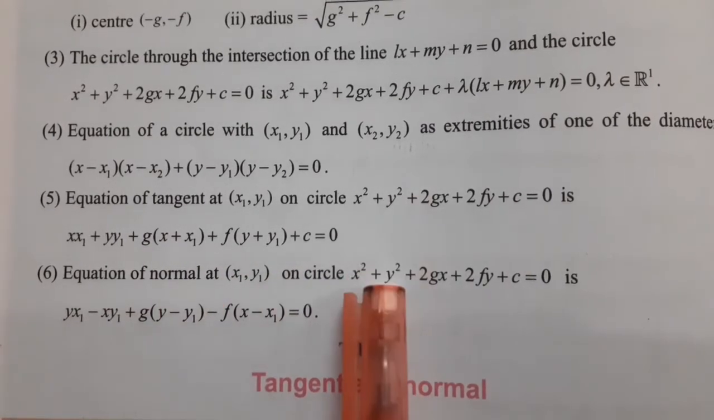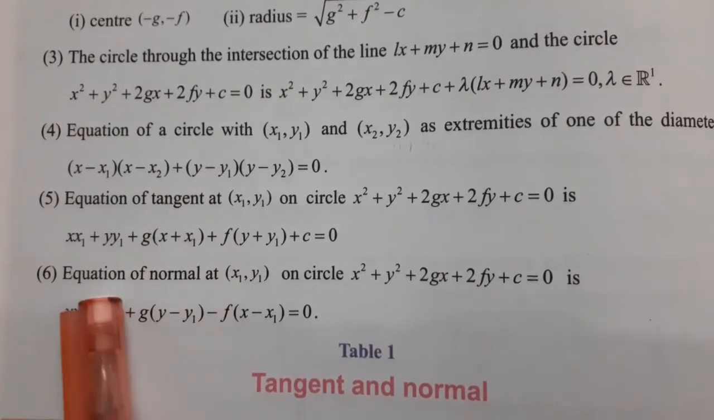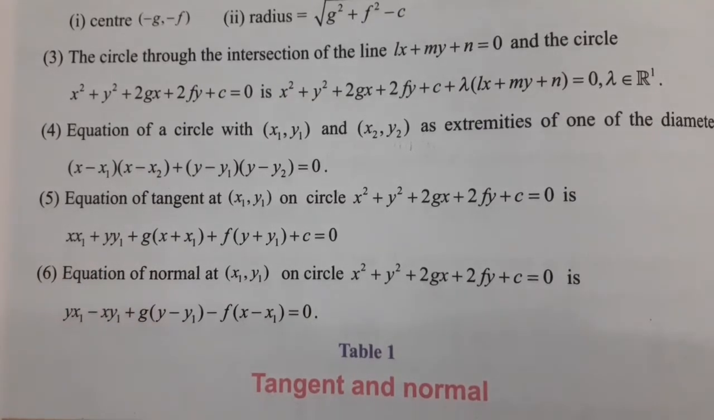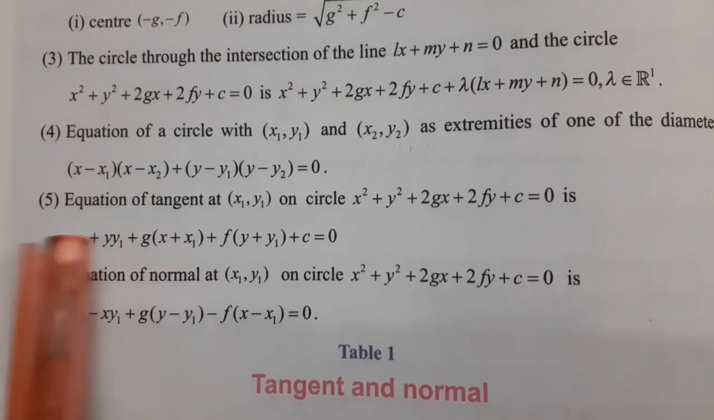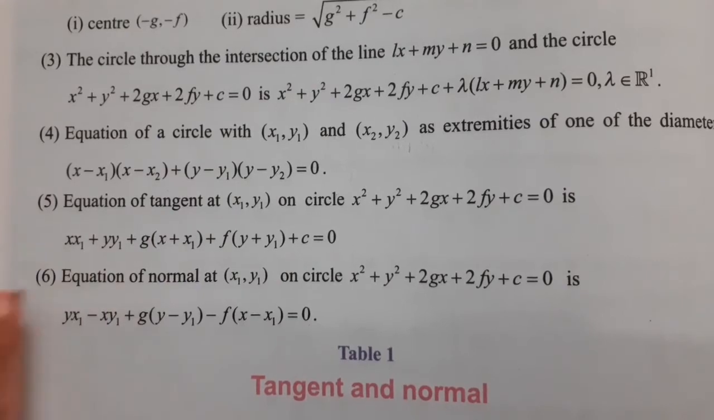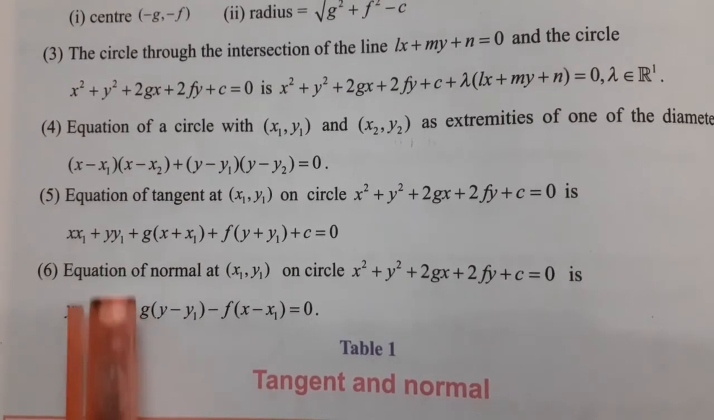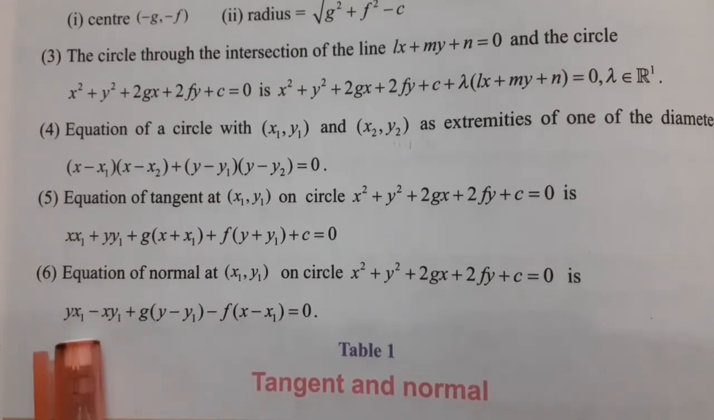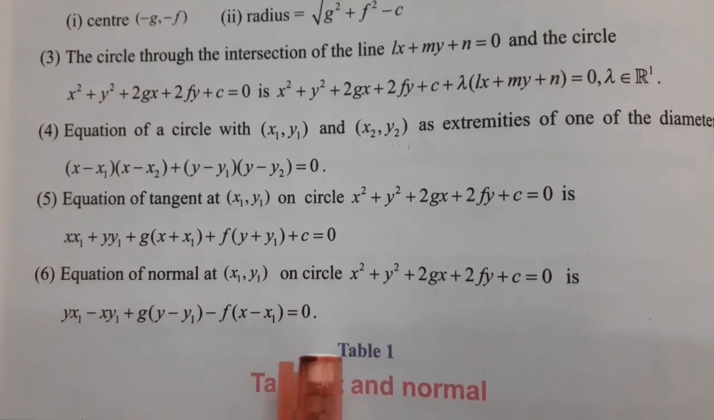Similarly, the equation of the normal. The normal is perpendicular to the tangent. The equation of the normal at (x1, y1) on the circle is the same thing, just interchange the variables: yx1 minus xy1. Just interchange the 1 and 2. Listen here: xx1 plus yy1 becomes yx1 minus xy1, plus g into, instead of x plus x1, here it is (y minus y1), and again minus f into, instead of (y plus y1), it becomes (x minus x1), equal to 0.